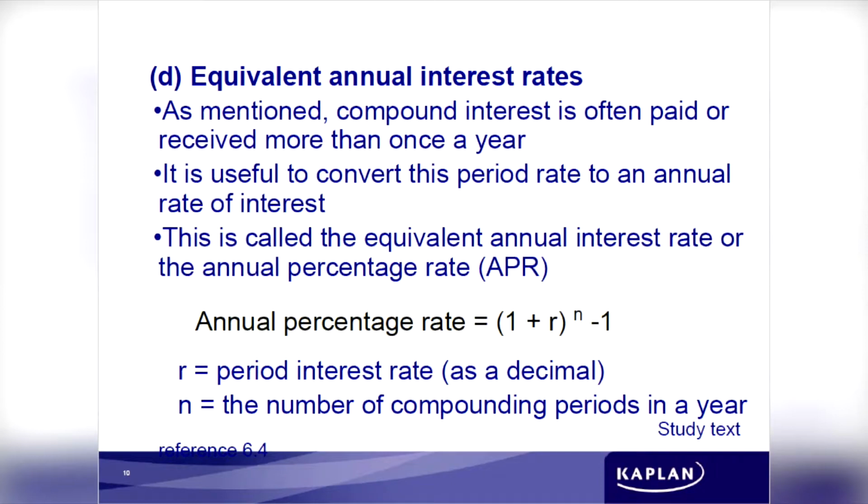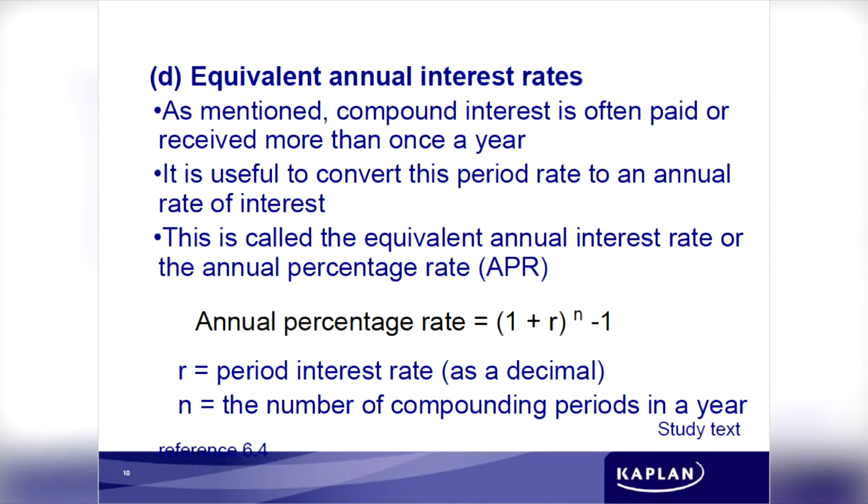So now let's look at equivalent annual interest rates. As has been mentioned before, a lot of times compound interest is actually paid more than once a year. So the effect that it has is that you end up actually paying more, usually, than the quoted annual rate. So you have to calculate an equivalent annual interest rate to see, if I'm paying 1% per month compounded, what will be the result after a year? Will it still be 12%?